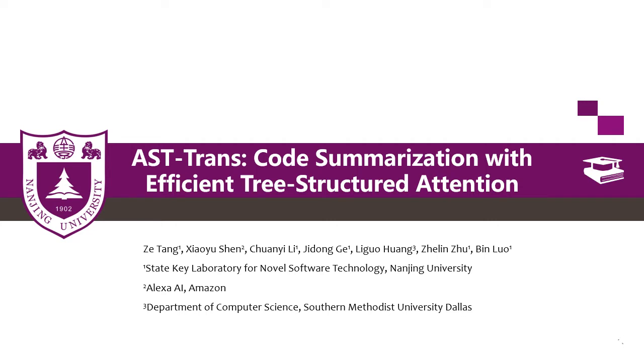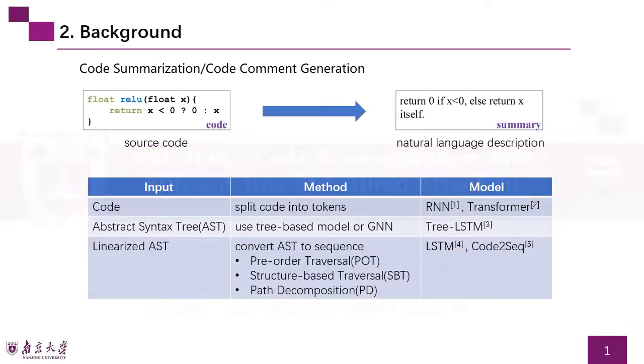Today I will be presenting our paper entitled AST-Trans: Code Summarization with Efficient Tree-Structured Attention. As our paper focuses on code summarization, let me briefly introduce this task. Code summarization, or code comment generation, is a task generating natural language description for the source code.